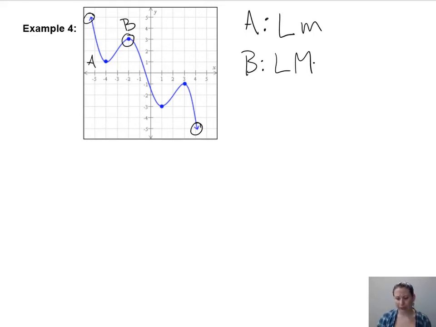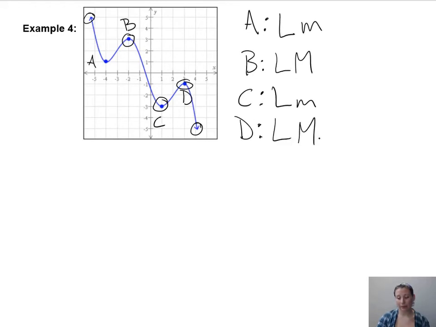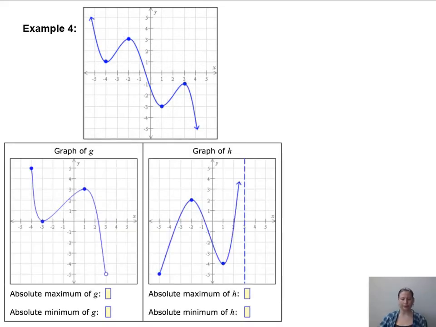Okay, so then let's move on to the next point, this point here. Let's call it point C. Point C, again, is a local, right? It's a local minimum. And then point D here is a local maximum. Okay, so that one wasn't too bad, right? Let's look at another example.